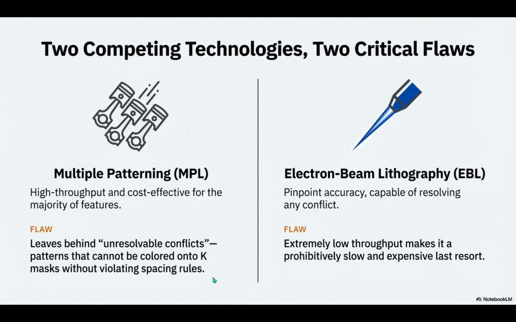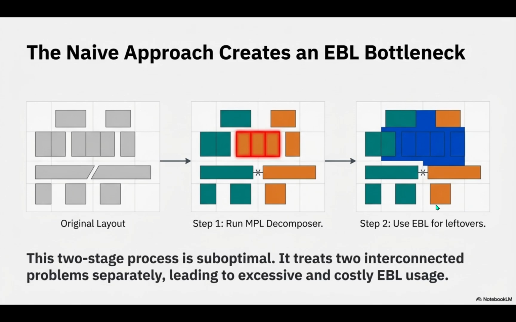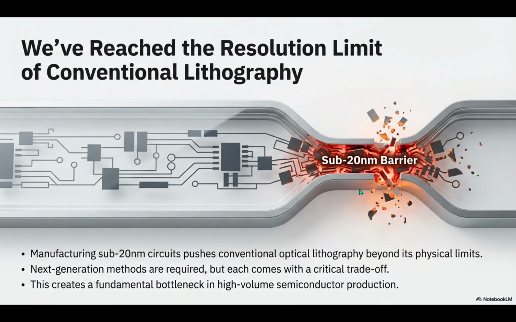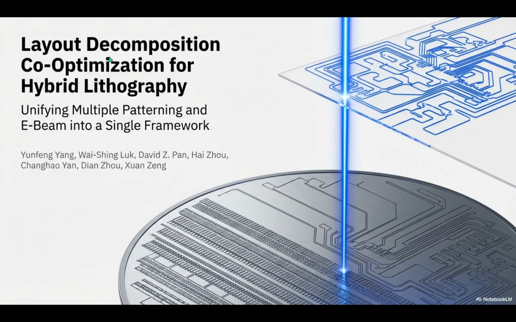So if conventional tools, even with MPL, can't do it all, and the new tools like EBL are too slow to do it all, the solution has to be a marriage of the two. It has to be, and our deep dive today is focused entirely on that. Hybrid lithography. We're looking at research that details a new approach called the Layout Decomposition Co-optimization Framework. Exactly. It combines the high throughput of MPL for the bulk of the design with the pinpoint precision of EBL to handle just those difficult, unresolvable conflicts.